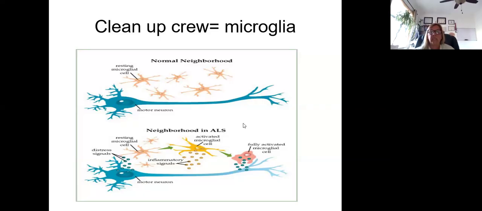However, in an ALS environment, there isn't anything to clean up. So when they get activated from an inflammatory signal, instead of cleaning up the dead cells and debris, they start attacking the actual neuron itself and start phagocytizing the neurons.